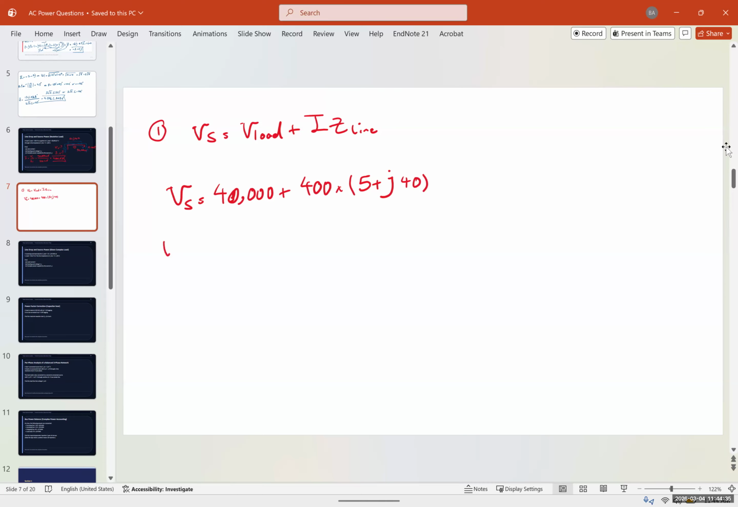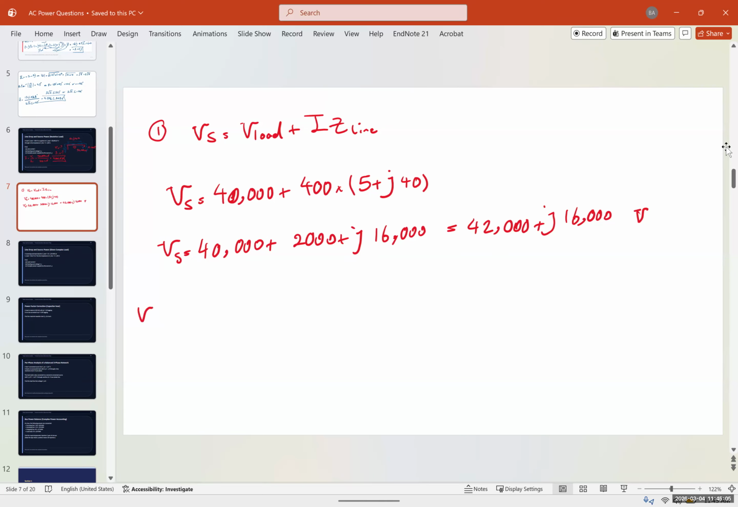Now, Vs would be 40,000 plus 2,000 plus j 16,000, which gives us 42,000 plus j 16,000. This is going to be our voltage.